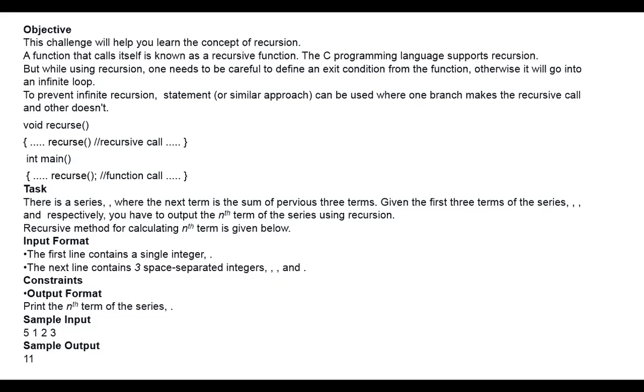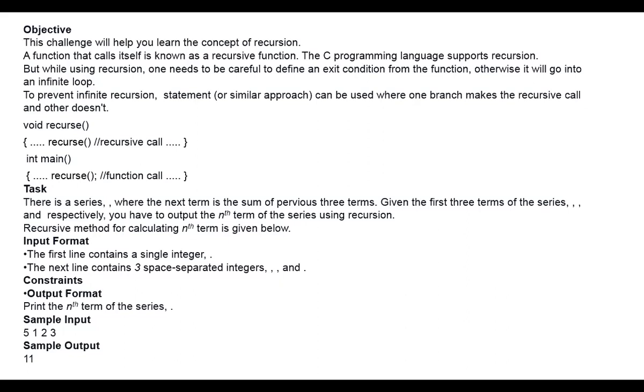Okay, the input format: the first line contains a single integer. The next line contains three space separated integers, and the constraints are such that the value of n has a range up to 1 lakh or 10 lakhs or 10,000. So that's the constraint. Depending upon the constraints, you can take the integer value as long int like this. Yeah, long int you can take. So that's not a big thing. The output format will be to print the nth term of the series.